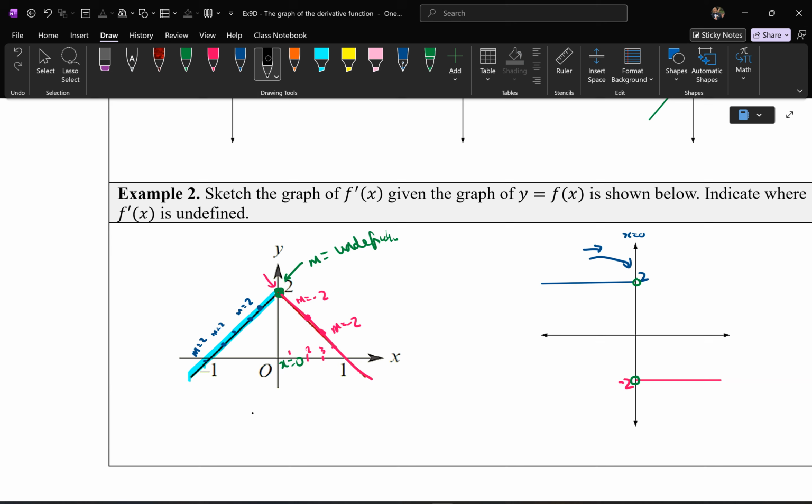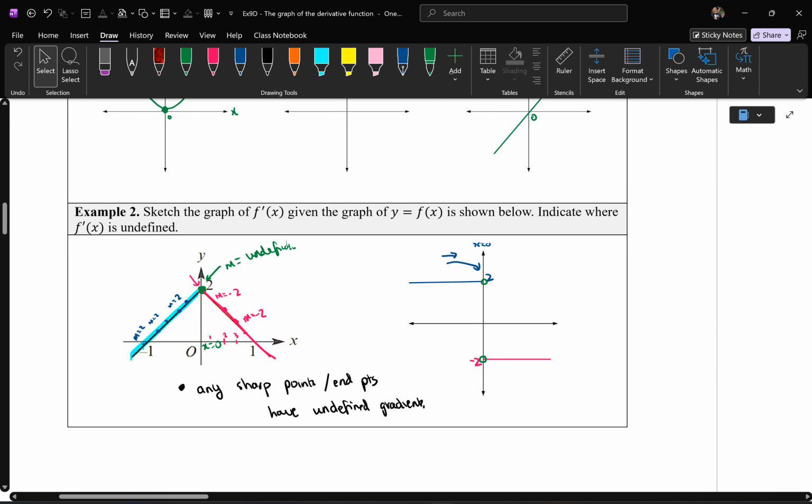What's a little note that you can write down for people who are first timers with derivative graphs? Any sharp points or endpoints have undefined gradients. Okay, so any sharp points. If they're smooth and continuous curves, they will have a derivative. It's only at sharp points and endpoints. Okay, so that's if you didn't know that.